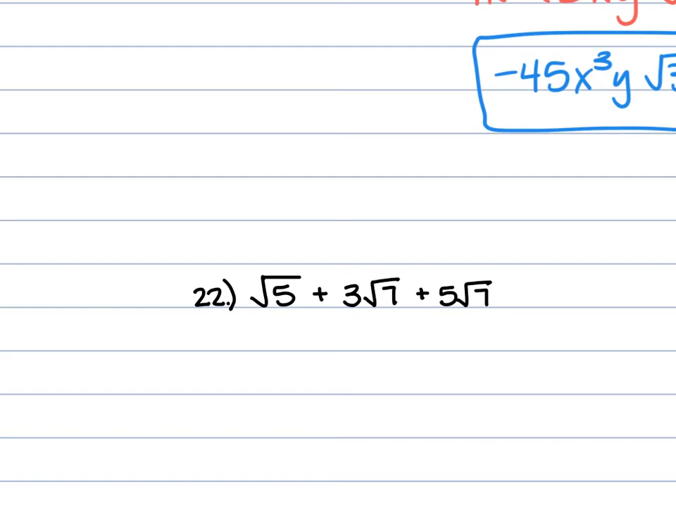For 22, we have the square root of 5 plus 3 square root 7 plus 5 square root 7. So the 3 square root 7 plus 5 square root 7 add up to give us like terms. So it's just going to be the square root of 5 plus 8 square root 7.